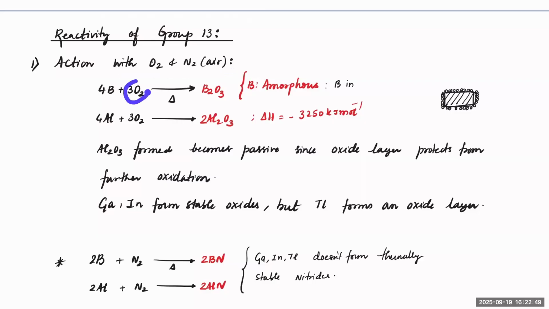In air, we have oxygen and nitrogen. So boron, when it combines with oxygen, becomes B2O3. B2O3 is amphoteric, acidic in nature. Only amorphous boron reacts here, which means a powdered form. If it is in crystal form, it does not react easily. That means the icosahedron does not react easily. It has to be more of an amorphous form.